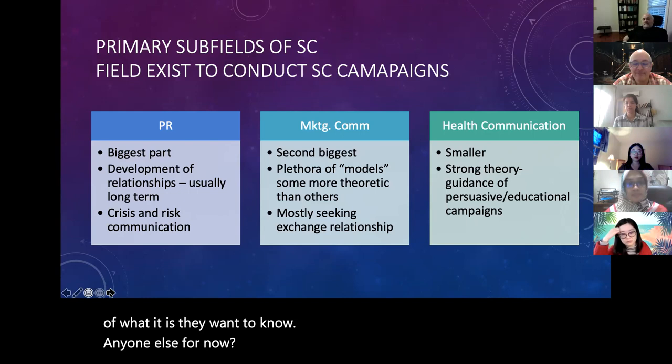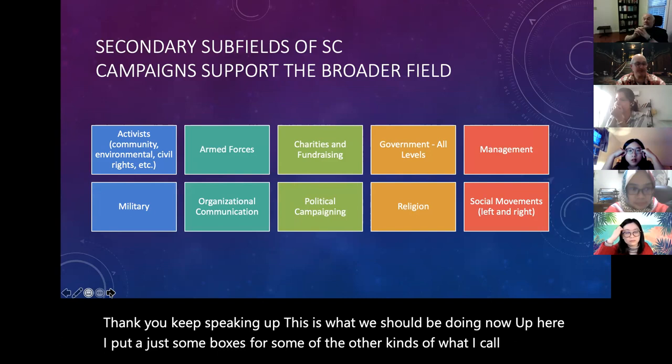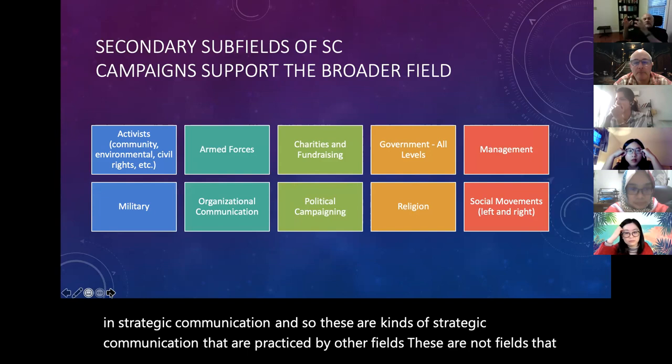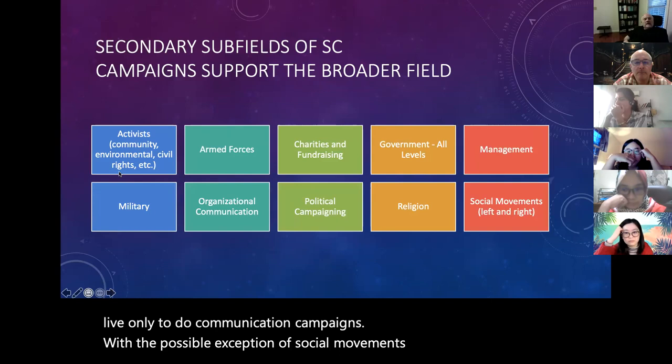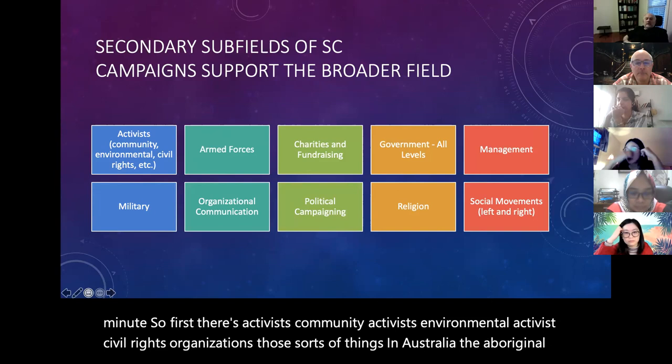Now up here, I put just some boxes for some of the other kinds of strategic communication that I build. And so these are kinds of strategic communication that are practiced by other fields. These are not fields that live only to do communication campaigns, with the possible exception of social movements. We'll get to that in a minute. So first, there's activists, community activists, environmental activists, civil rights organizations, those sorts of things. In Australia, the Aboriginal community and the movement for that same thing in New Zealand.